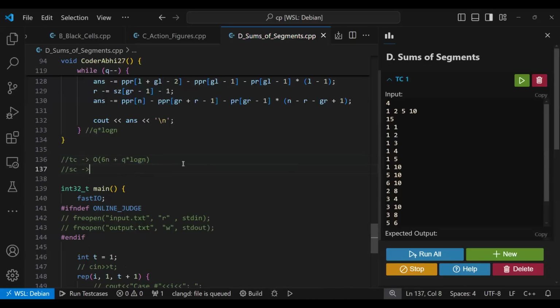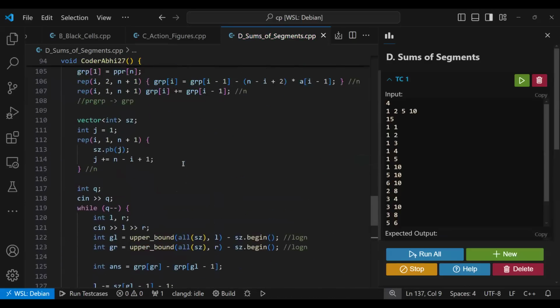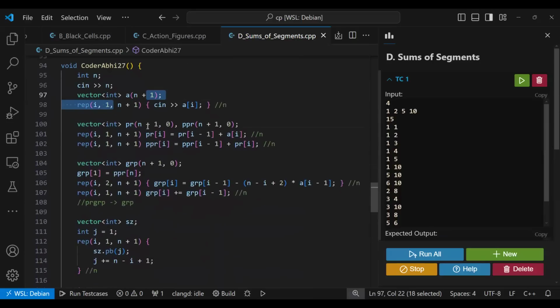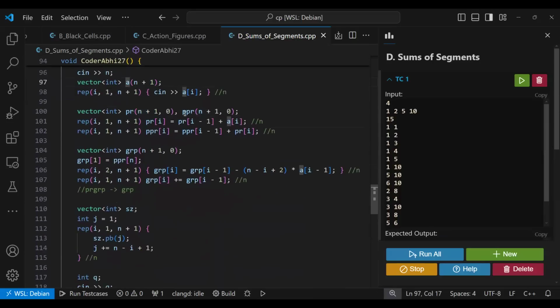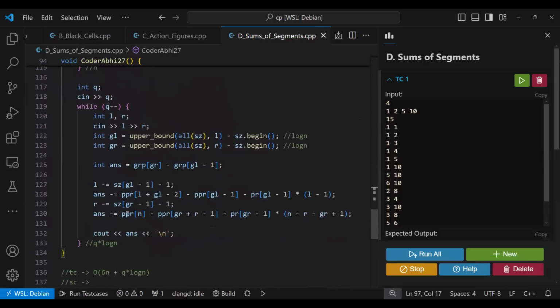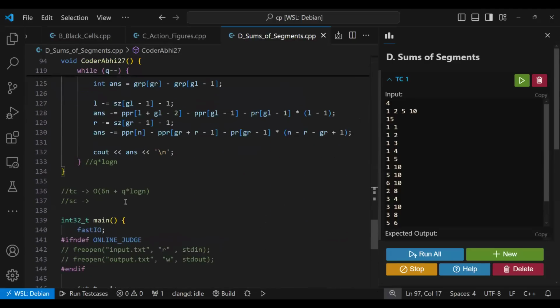My space complexity is going to be, we are using some n-sized vectors, many n-sized vectors, 1, 2, 3, 4, 5, 6 n-sized vectors, and the remaining are the same thing. So it's order of n only.